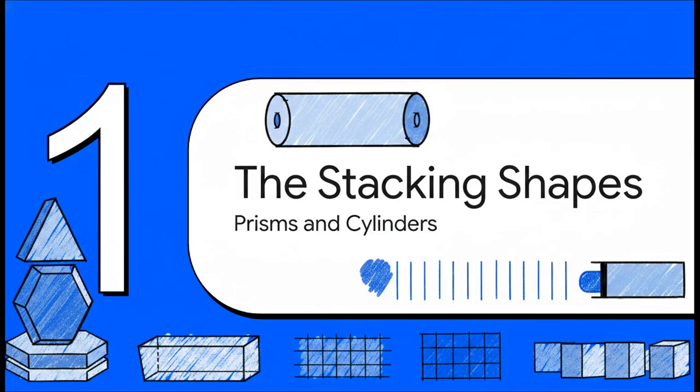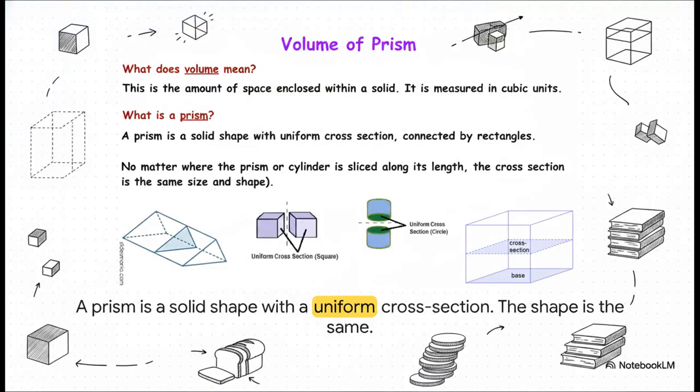All right, let's get into it. Our first group of shapes, I like to call them the stacking shapes. You'll see why in a second. These are the ones built with straight, parallel sides. So the big idea here is something called a uniform cross-section. And it's way simpler than it sounds. Think about a loaf of bread, right? No matter where you slice it, every single slice is the same shape and size. That's exactly what's going on with these shapes. If you could slice through them anywhere, the new face you create would always be identical.